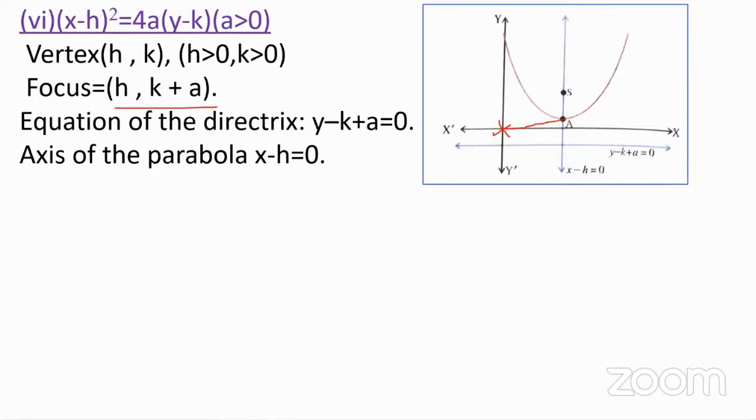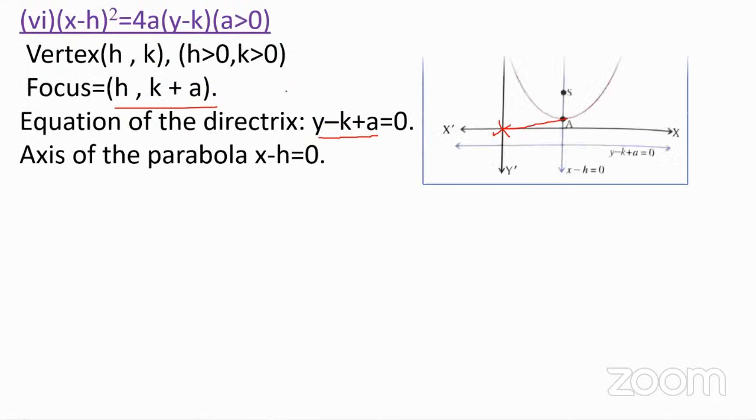The center moves from (0, 0) to (h, k). Then (h, k) is the vertex and the focus is (h, k plus a). The directrix equation is y minus k plus a equal to 0, and the axis of the parabola is x minus h equal to 0. In the previous case the axis was y minus k equal to 0 and the directrix equation was x minus h plus a equal to 0.